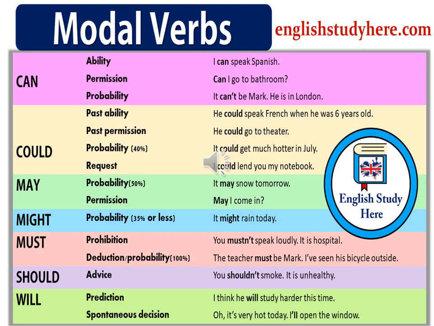It may snow tomorrow. Here may is used to express a good possibility. You mustn't speak loudly. It is a hospital. Here mustn't is used to express prohibition. You shouldn't smoke. It is unhealthy. Here shouldn't is used to give advice. I think he will study harder this time. Here will is used to express prediction. Children, please note that some modals are used in negative form. And yes, we can use negative forms of the modals as per the need of the sentence.